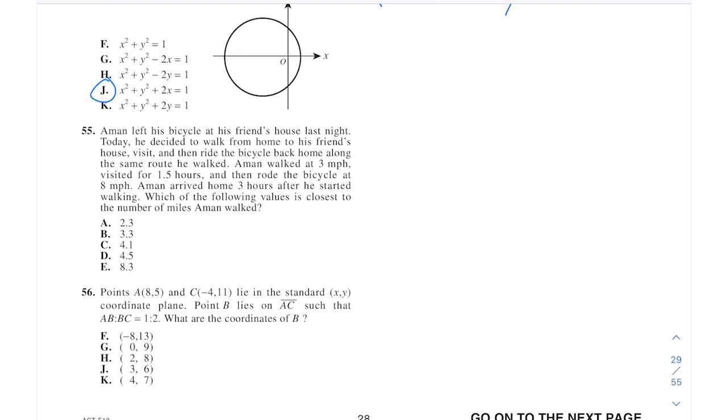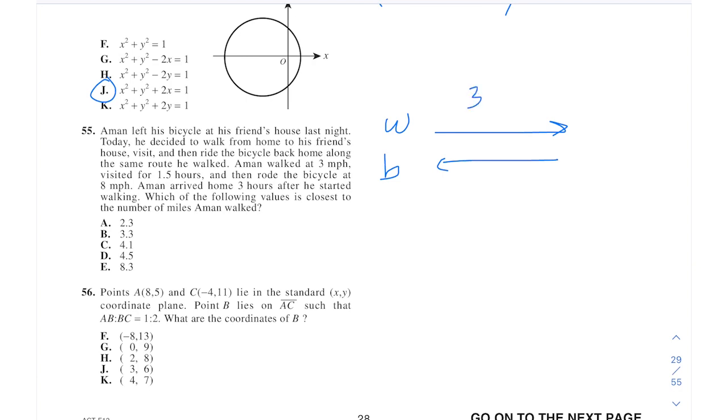All right, visited for 1.5 hours, so we can take that out. So here he walked and biked, and the total time was 1.5 hours, not including the visit.